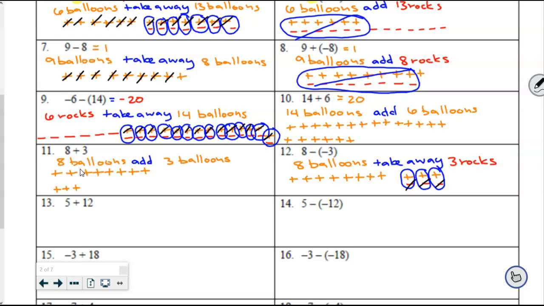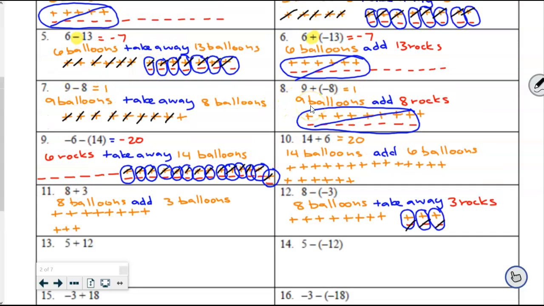Check your answers. Let's take some votes now that you've done both of them. Look at 7 and 8. Which one did you like better? 9 balloons take away 8 balloons, or 9 balloons add 8 rocks. Who liked number 7 better? Okay. Who liked number 8 better? Yeah, it's kind of split.